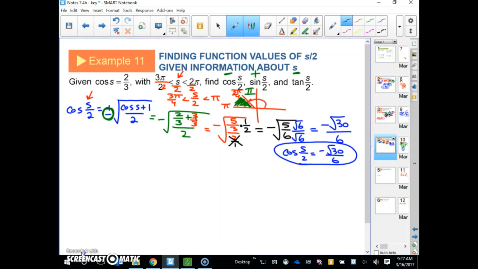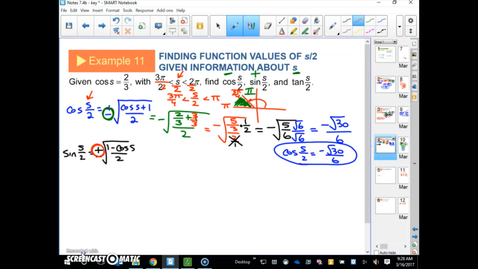So then let's look at sine s over 2. Again, normally that's going to be a plus or minus square root of 1 minus cosine s over 2. But because I know we're in the second quadrant, I know that sine is going to be the positive version.